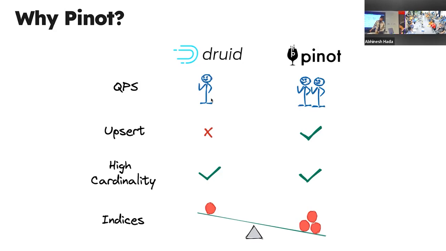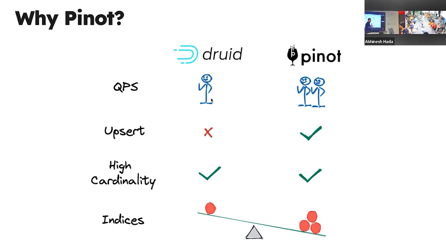But where Pinot basically does the thing is that it has different kinds of indexes, as Karthik mentioned. So we leverage that to provide millisecond latency on our system. Now Ayush will give a brief of the current architecture we have on our system.